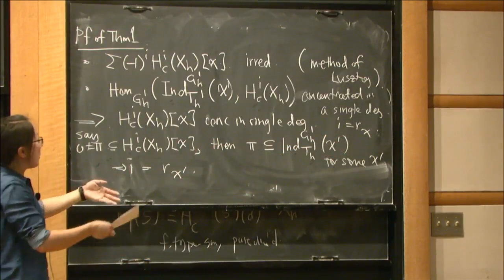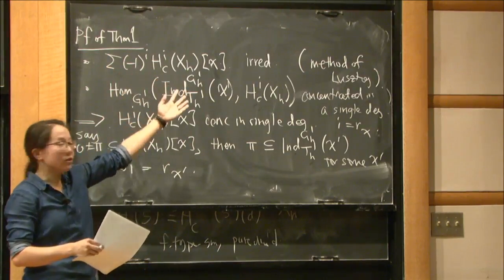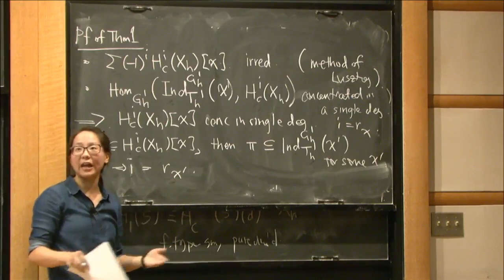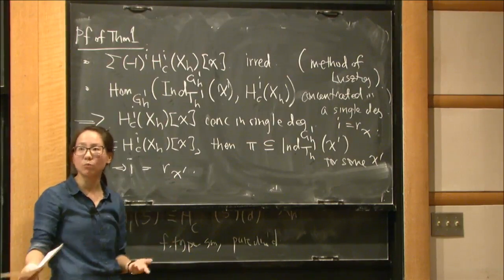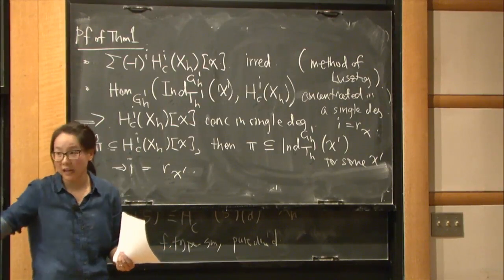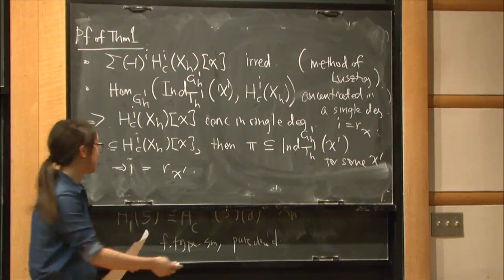Okay? But now I know the entire representation, the alternating sum, is irreducible. So the fact that I has to only be in this thing means that I can't have cancellation. Right? It can't appear in more than one thing. So if you have an irreducible representation that's coming from an alternating sum, and you don't have any cancellation, there's only one degree that it's concentrated in.